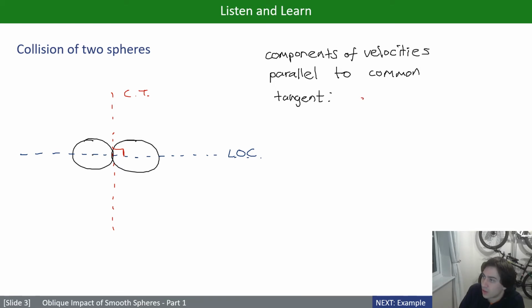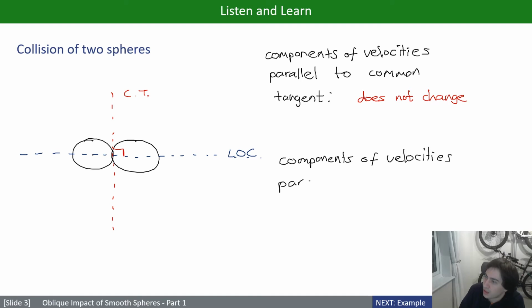So we'll just write here: does not change. The velocity does not change in that specific direction, right? The component that's in this case vertical, but more specifically parallel to the common tangent. And then the other case we have is components of velocities which are parallel to the line of centers.